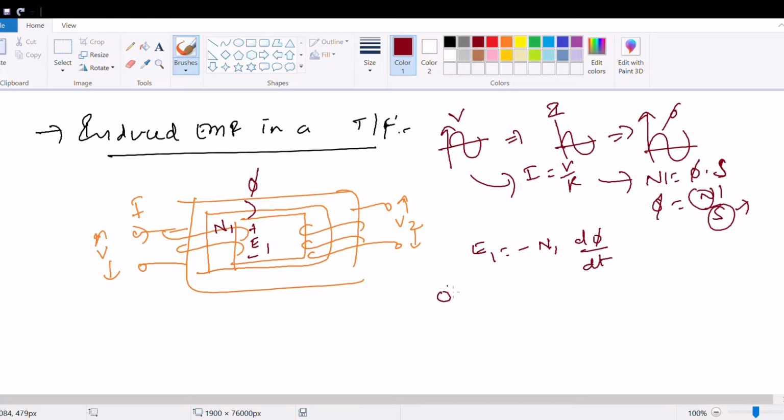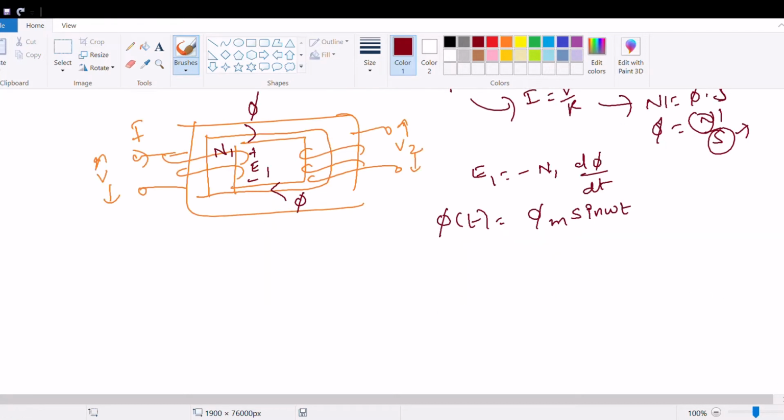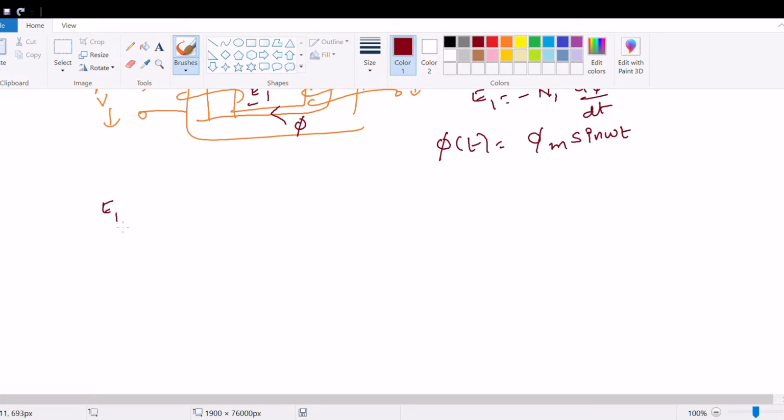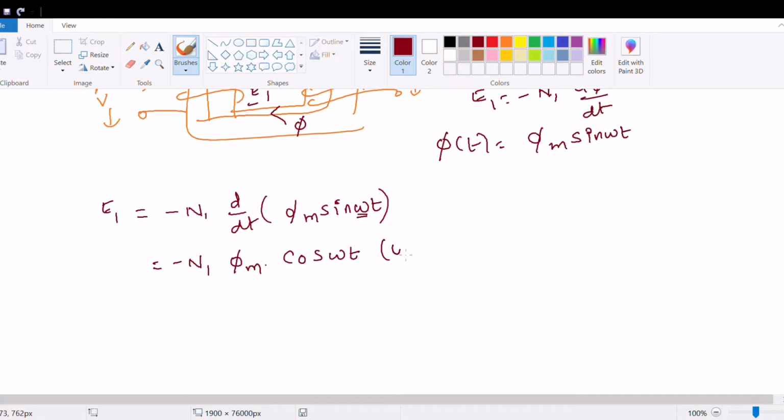So how can we represent phi? Phi of t is equal to phi m sine omega t, and this flux is constant throughout the core. So for primary and secondary the flux is the same. So therefore induced EMF across the primary conductors E1 is equal to minus N1 d by dt of phi m sine omega t, and it is a time variant, not a space variant, so omega is constant here. So phi m, for sine it is cosine, and for this function it is omega.